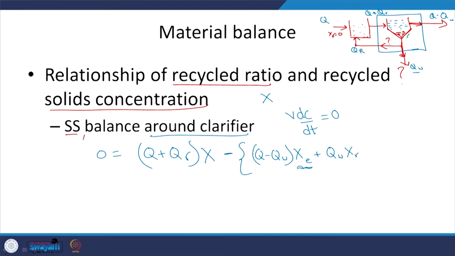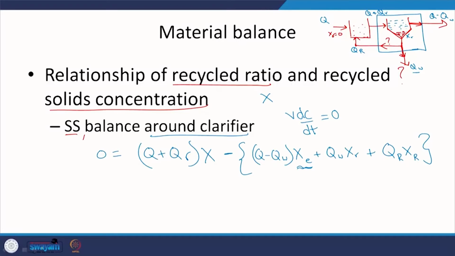Why R? Obviously, this settled sludge, the concentration will be pretty high. And what else? We see that it is also being recycled, QR into XR, that is how it is also leaving this system. And are there any reactions occurring that affect the microbial concentration? We know that in the clarifier we are assuming that no reactions occur. So, we can go ahead with what we have and assume that the reaction term is 0. So, we have this out here.